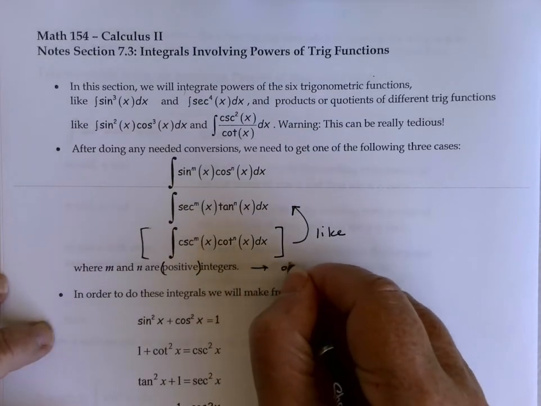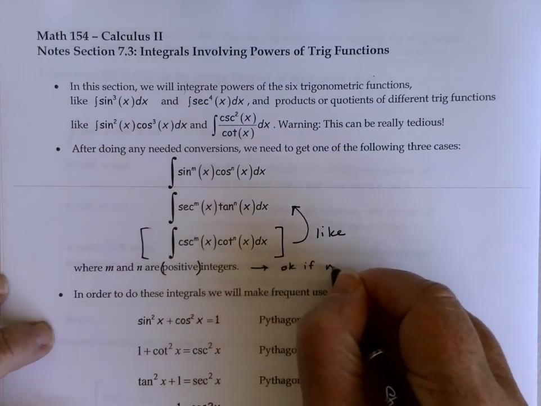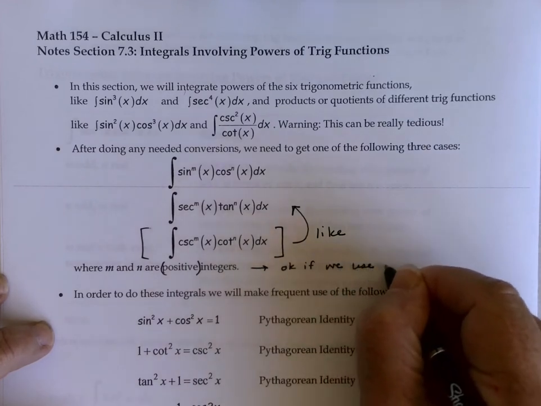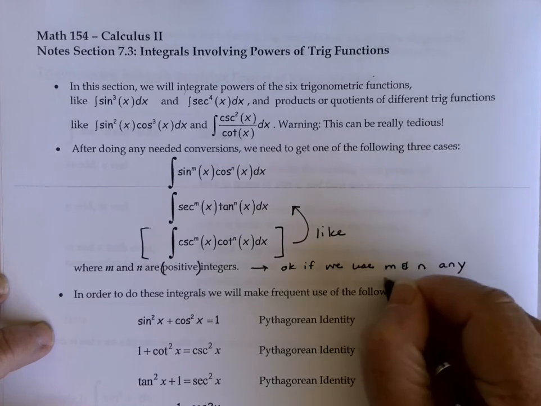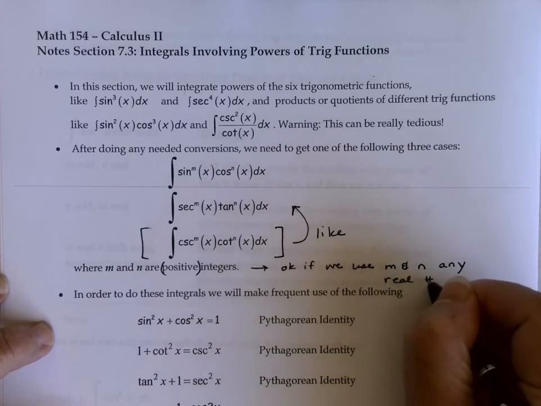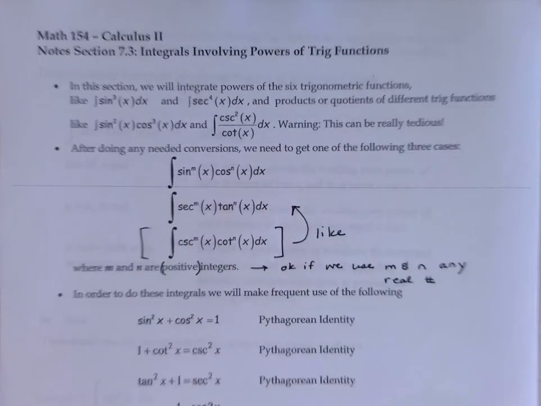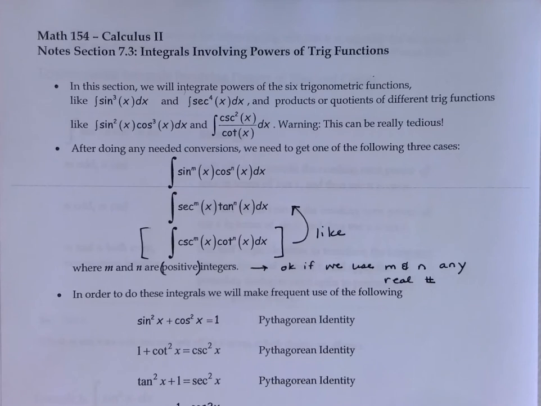It's actually okay if we use m and n as any real numbers. But generally speaking, the positive integers are the easiest ones to work with. So we'll look at those at least first. In order to do this, we're going to need to make use of our trig identities. These are all on your list, but I just kind of separated them out here.